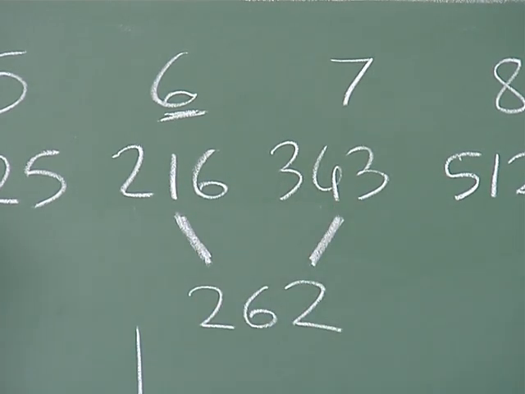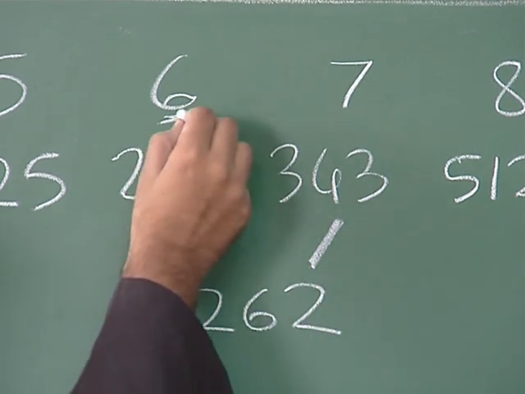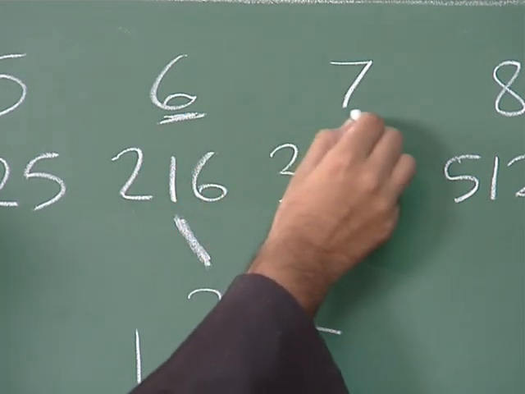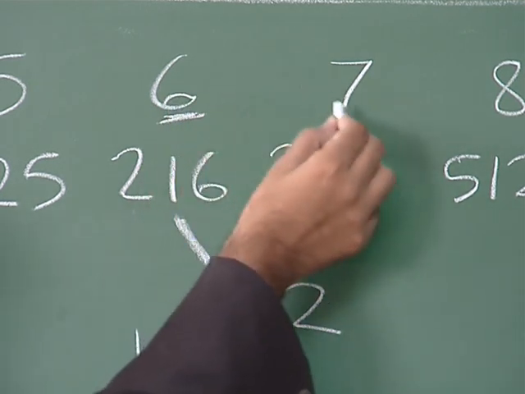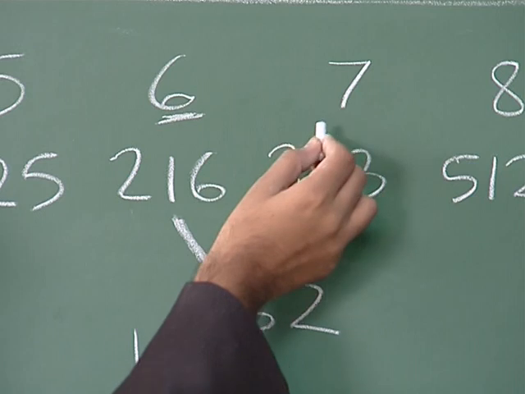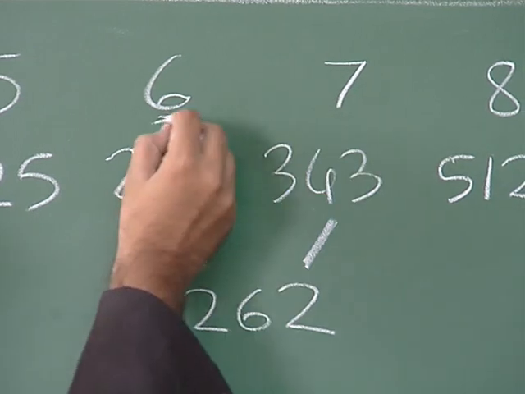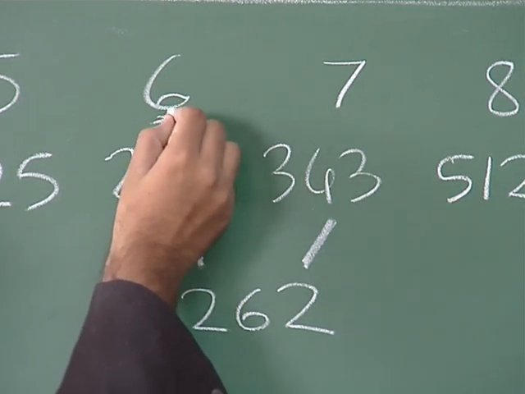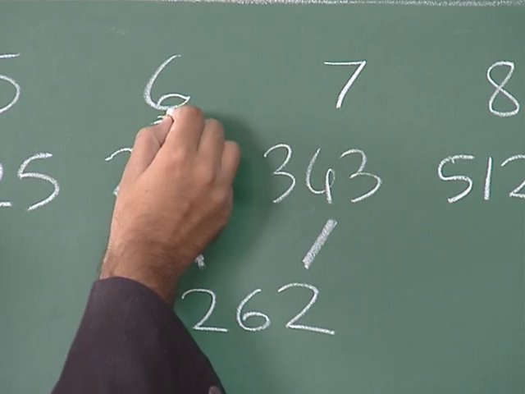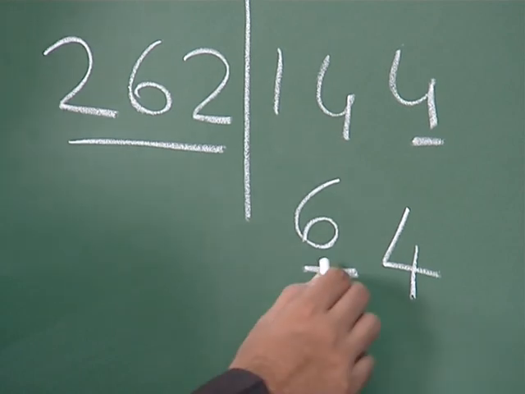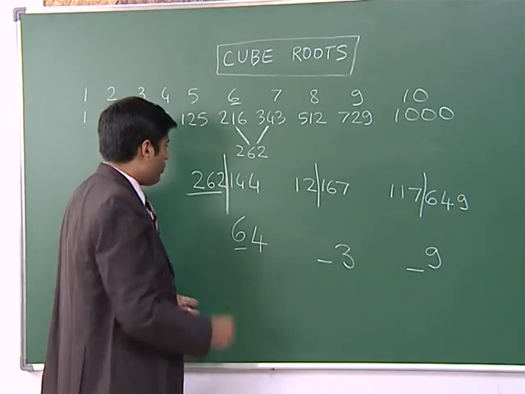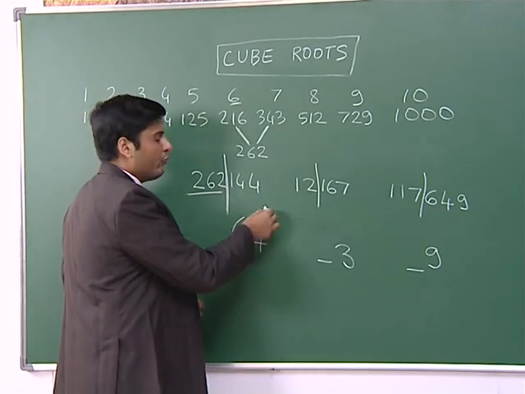In other words, 262 is between 6 and 7. Now ask yourself, out of 6 and 7, which is the smaller number? We know 6 is the smaller number. So I take 6 and I fill it in the blank over here. So my answer is 64 is the cube root of 262,144.